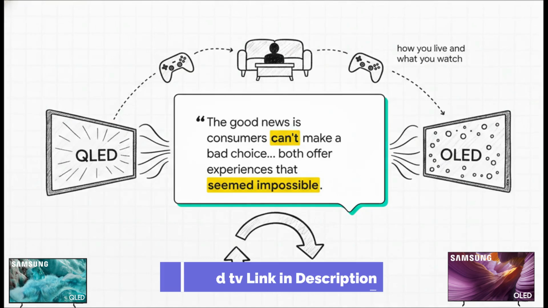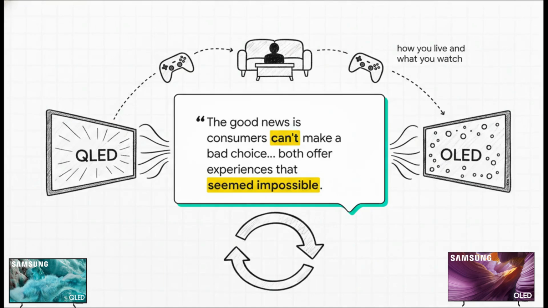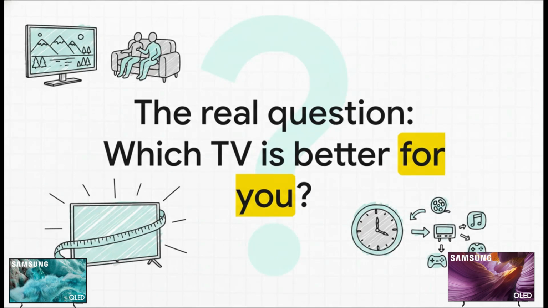You know, at the end of the day, the best news is that you really can't go wrong. You're choosing between two incredible pieces of technology. Both of them offer a picture that would have seemed like something out of a science fiction movie just 10 years ago. The best TV is just the one that fits your life. So you see, the question isn't which TV won the fight. The question is, which champion is right for your arena? Think about your room, think about what you watch, and think about your budget. Answer those questions, and you'll have your winner.